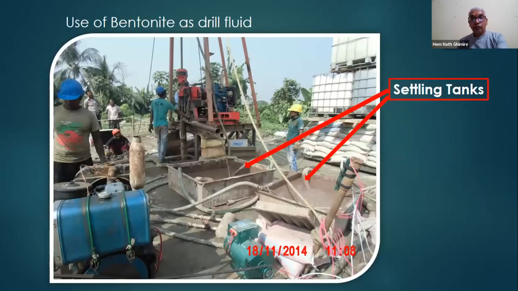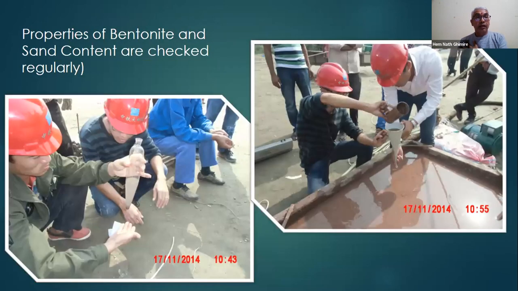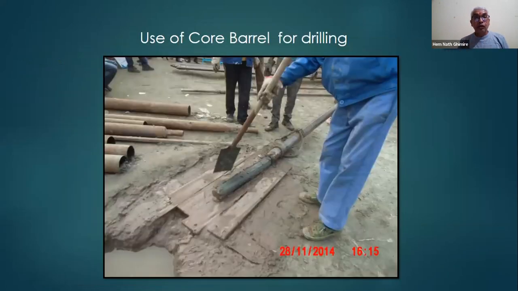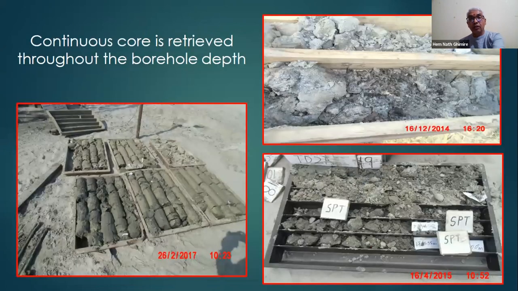Use of bentonite with 2 settling tanks as a drilling fluid. The properties of bentonite were regularly checked to match the specification. We used a core barrel for drilling so that we receive continuous core and do not miss any place for our observation. Wherever we have taken a sample, it's okay, but wherever we don't need to take a sample also, the core is continuous, and then we can check in detail what the ground condition is in each and every layer.